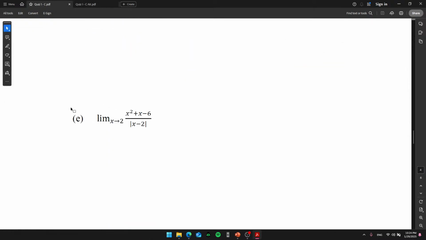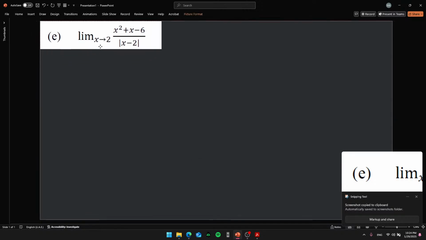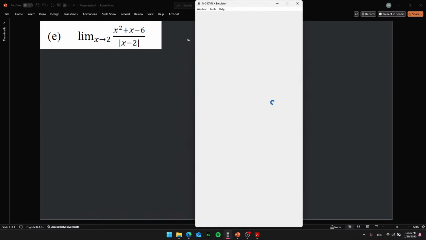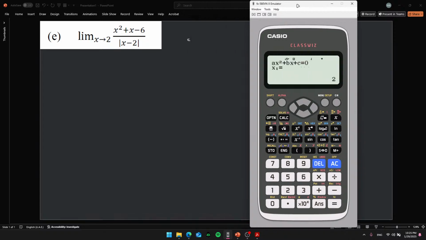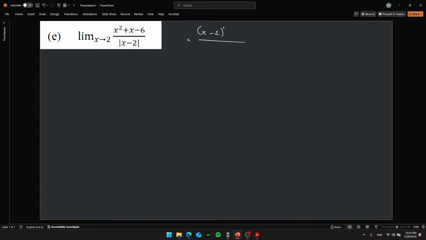Next one. If you go ahead and plug in 2, you get 0 over 0. So let's factor the numerator. We get x minus 2 times x plus 3, over the absolute value of x minus 2. Don't forget the limit, but I'm writing in a fast way, so I skipped it.